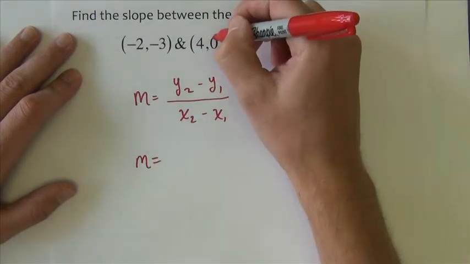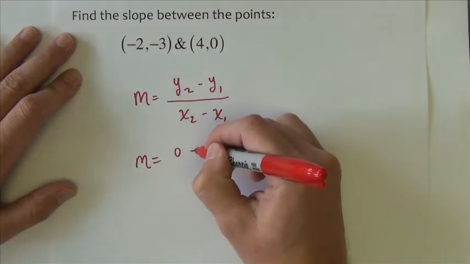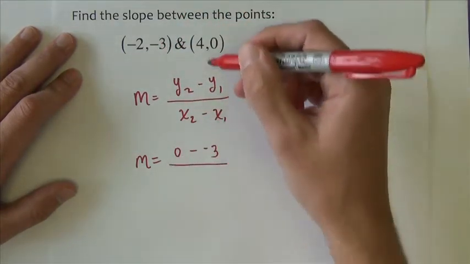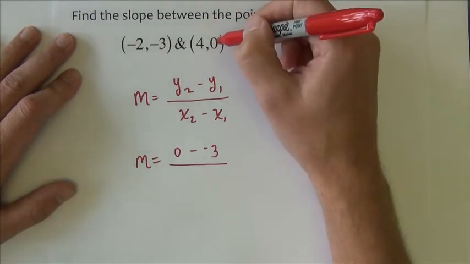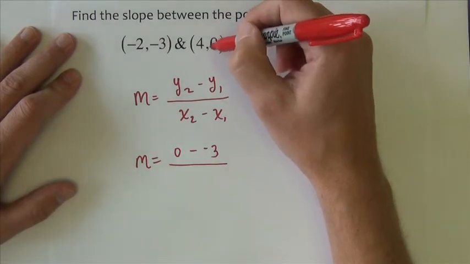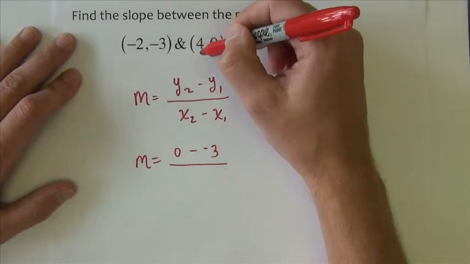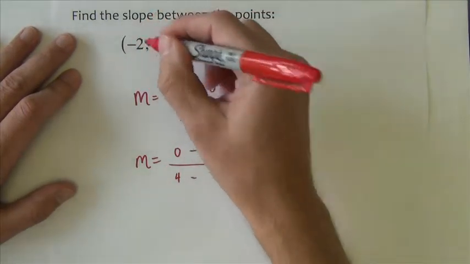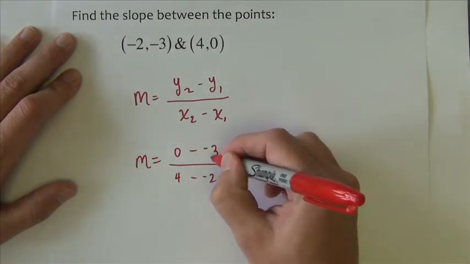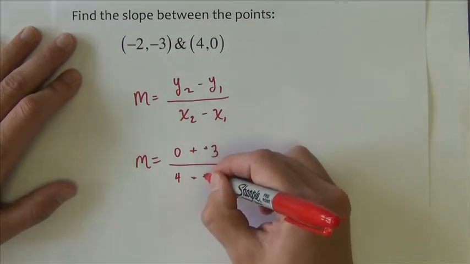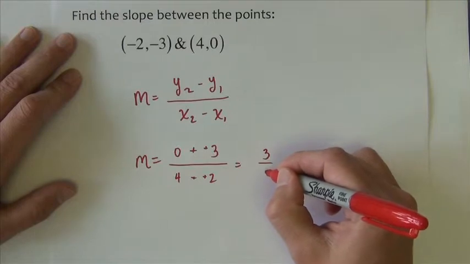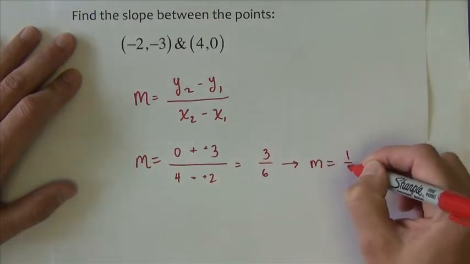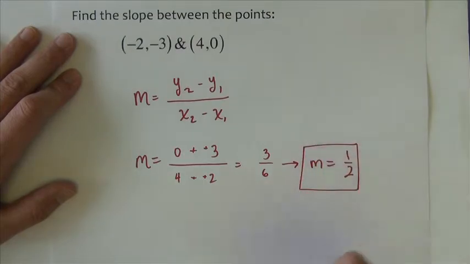So I'm going to do this y minus this y, divided by, now here's the most important part, since I started with this y in the numerator, in the denominator I must start with this y's x. So 4 minus -2. The minus negatives become pluses, so we get 3 over 6. So the slope between these points is 1/2.